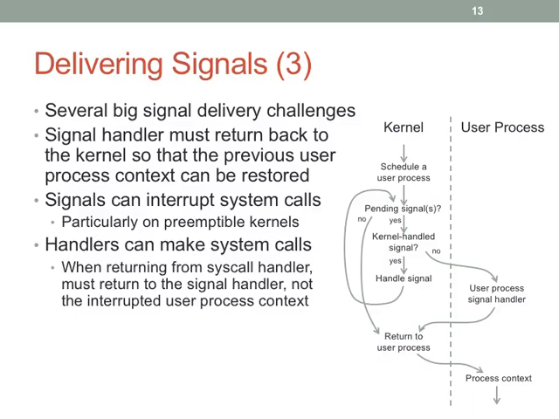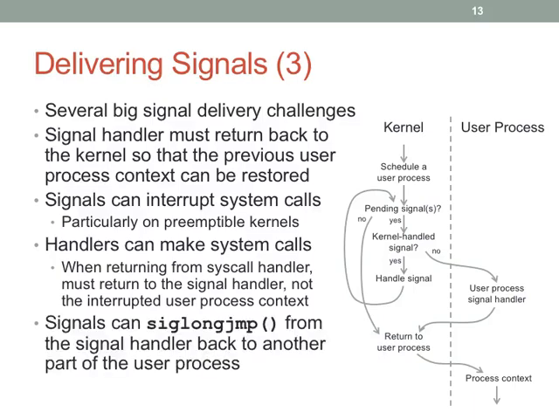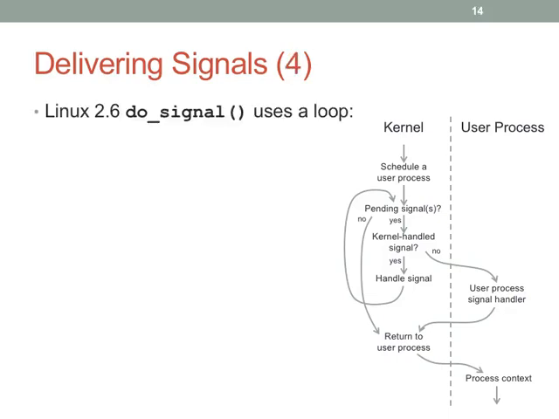Handlers can make system calls. That's an interesting one. Somehow we need to make sure that we can invoke the system call handler. We can trap into the kernel from the signal handler and get back to the signal handler. And finally, signals can long jump out of the signal handler, which is crazy talk. So the question is, does long jumping out of the signal handlers mess up this mechanism? Does it gum things up? So these are some of the challenges that the signal delivery mechanism has to resolve. You could probably come up with a few others, but those are the big ones as far as I can tell.